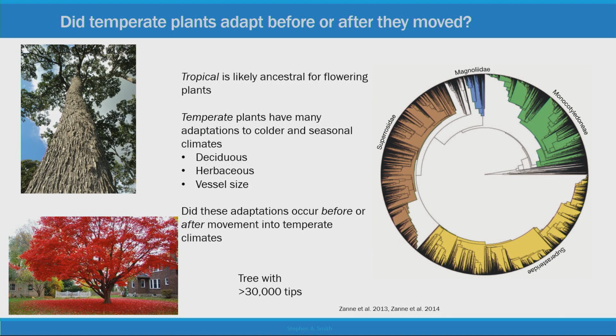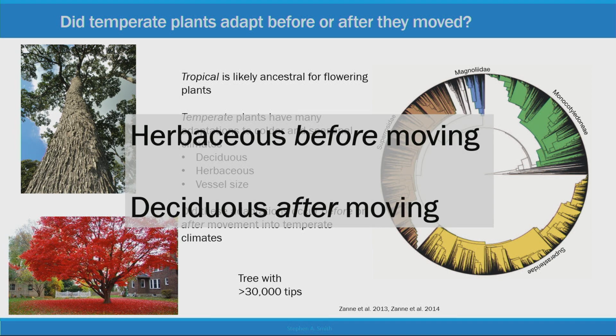We're in the fall-winter season. There are a lot of adaptations that plants have to living in this area. For example, they can become deciduous, lose their leaves. They can also become herbaceous. A major question that we've had is whether they moved from the tropics and were already herbaceous or deciduous, and then they moved into the area, or did they move into the area and then evolve that? So with a large phylogeny of about 30,000 tips, we're able to answer that basically they were herbaceous before they moved, and then they evolved deciduousness after they moved. So that's another thing that we can say.